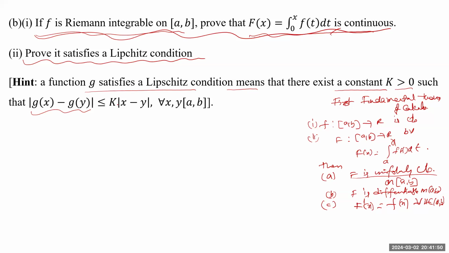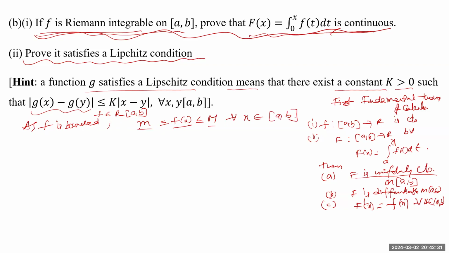So generally, f being Riemann integrable means f is bounded. So f belongs to the Riemann integrable functions. We know that we only consider Riemann integrable functions as bounded functions. So f is bounded. As f is bounded, there exist an infimum and a supremum. So the f of x values lie between m and capital M on the closed interval, for all x belonging to a comma b. So there is a minimum and there is a maximum, right?